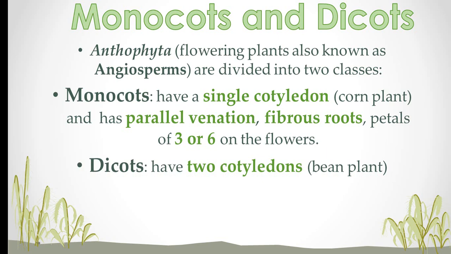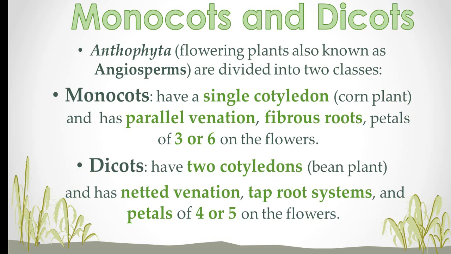The bean plant is a good one. Most of our vegetables we think of would be that way. Their characteristics include netted venation, so a leaf that has not straight veins, but the veins go out like the palm and things like this.